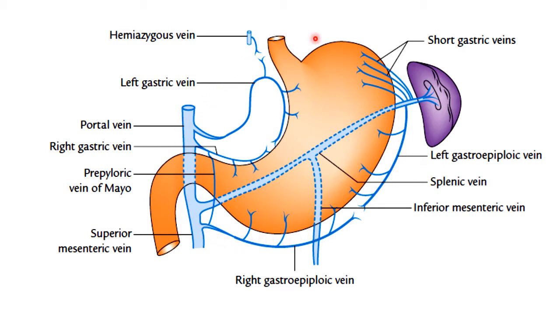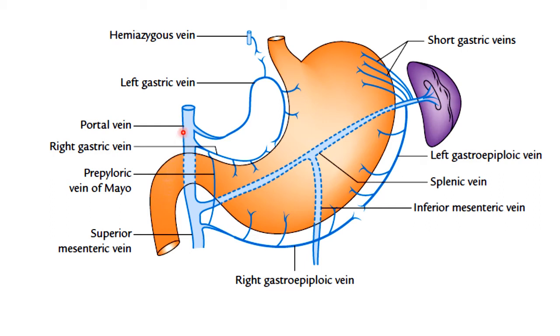But before starting the venous drainage of the stomach, let us study this vein, the portal vein. The portal vein is formed by the union of the superior mesenteric vein and the splenic vein. The superior mesenteric vein and the splenic vein combine to form the portal vein, which passes behind the duodenum upwards towards the liver.